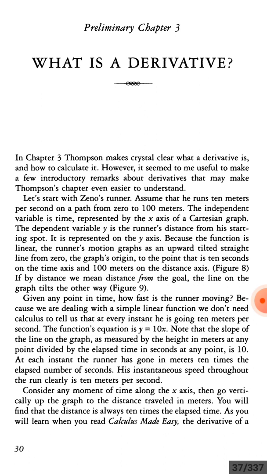Note that the slope of the line on the graph, as measured by the height in meters at any point divided by the elapsed time in seconds at that point, is 10. At each instant, the runner has gone, in meters, 10 times the elapsed number of seconds. His instantaneous speed throughout the run is clearly 10 meters per second.